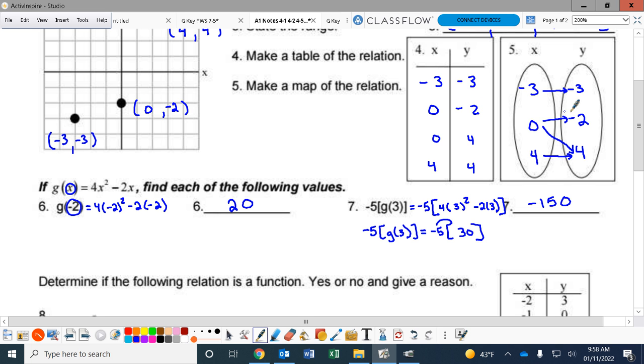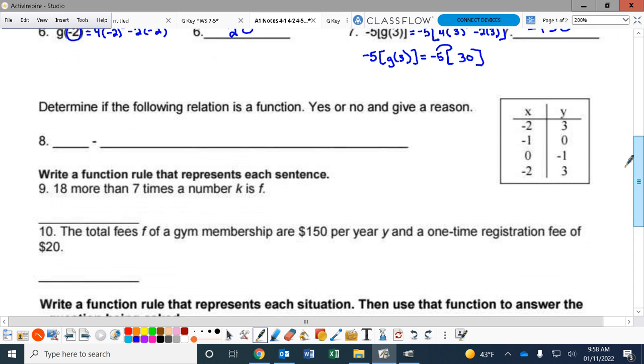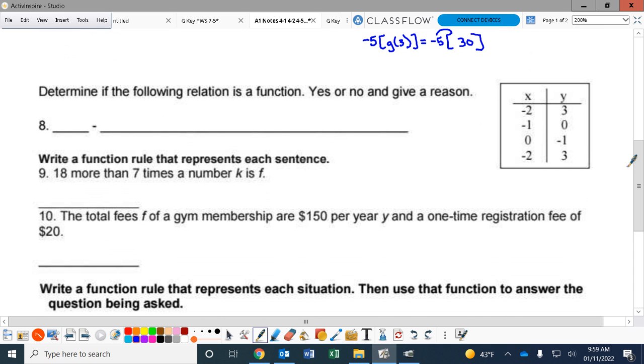Okay. Here we go. Next section. Is this a function? Yes or no? You tell me. No? Okay, why would it be a no? Very good. It's very specific. Negative 2 repeats in the domain. If it repeats in the range, it doesn't matter. So you have to tell me that it repeats in the domain. And what repeats? Negative 2 repeats in the domain. Good.